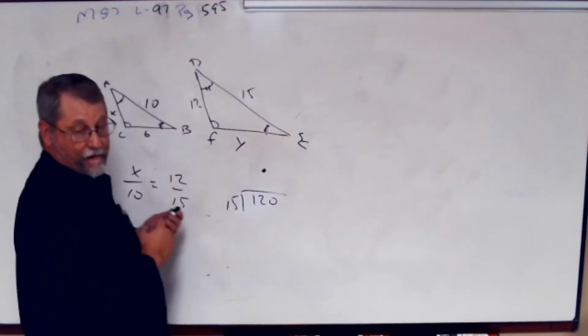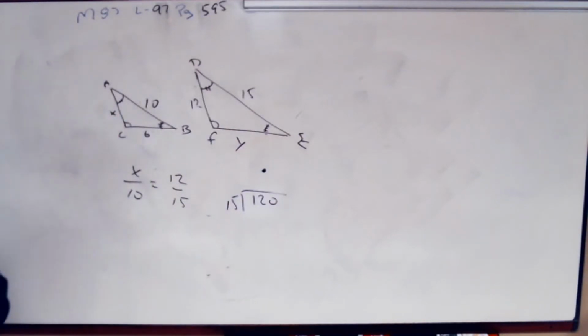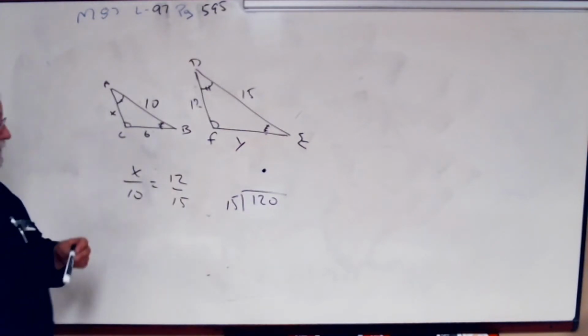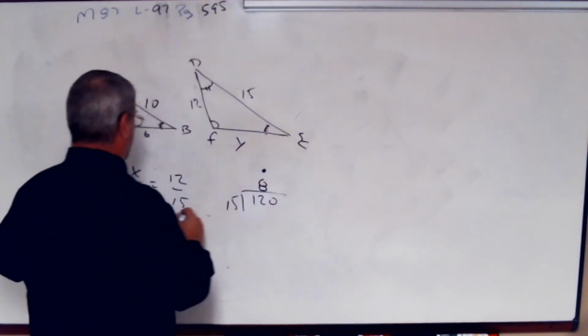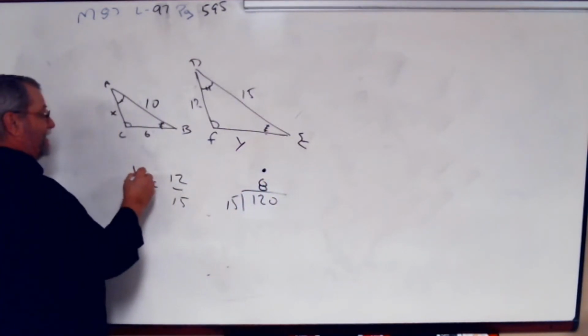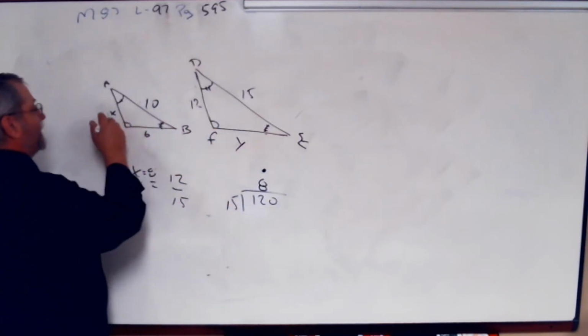I can't even think in my head here. 15 goes in 100. I can't even think. I'm sorry. 120 divided by 15 is 8. So this is 8. Right here. This is 8.